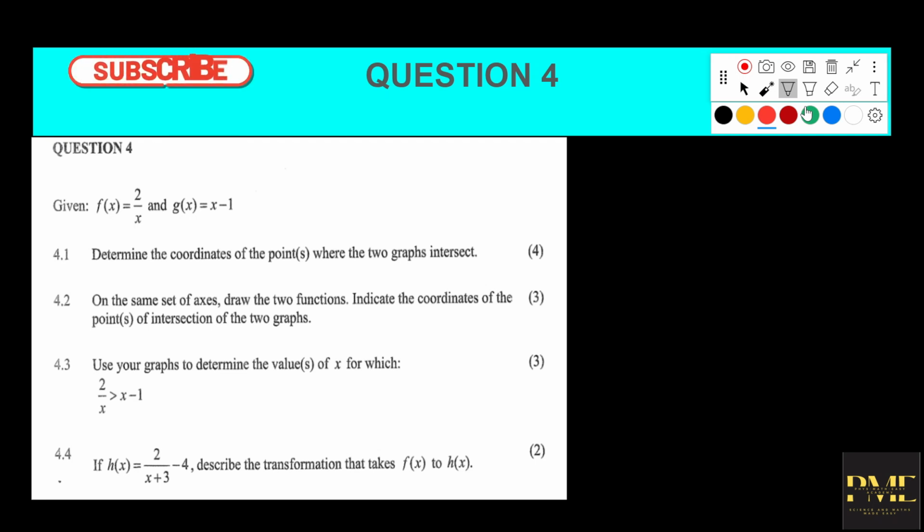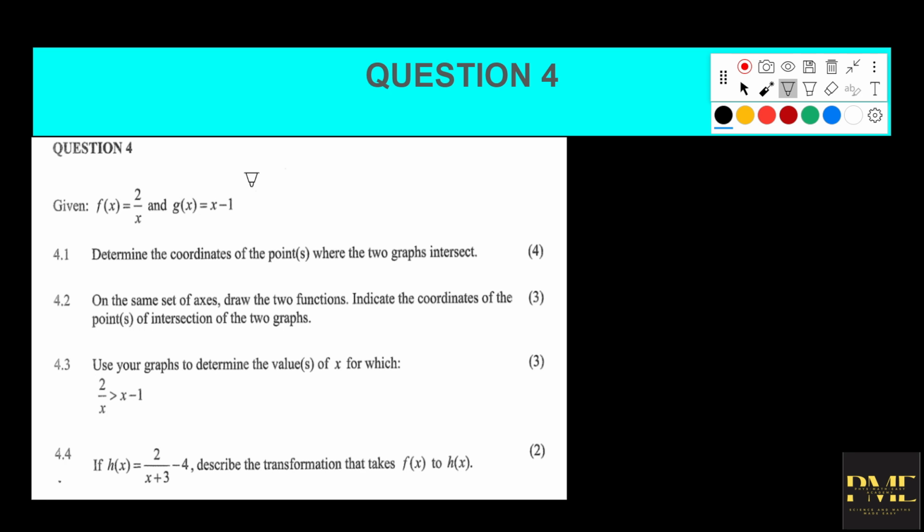Alright guys, so now we're going to be moving on to question 4. We're just going to be starting with our functions. Okay, cool. So we're given f(x) = 2/x, and g(x) = x - 1. Okay, right, cool. So we can easily see which one is a representation of an unshifted graph, and which is a straight line graph. Okay, that is actually represented by g(x).